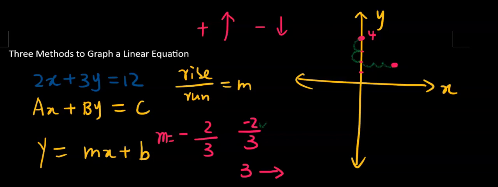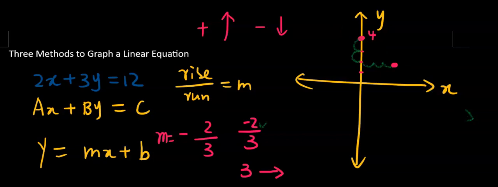Now, we can connect these 2 points. And remember, this is your y-intercept. This is your x-intercept. This method you use is called the rise over run method. Alright. We did down 2 and over to the right.